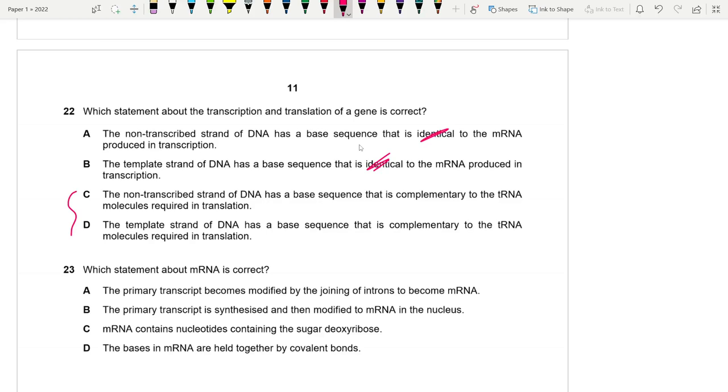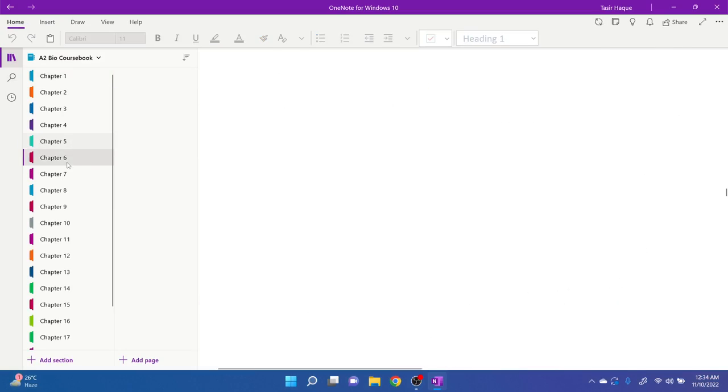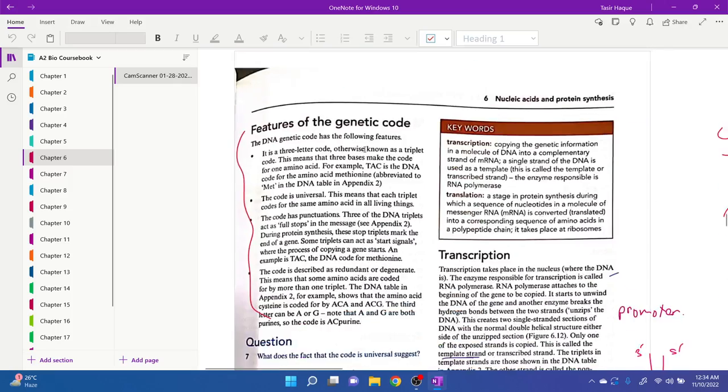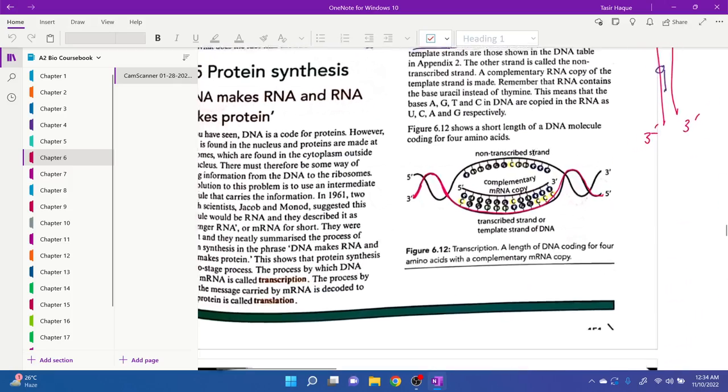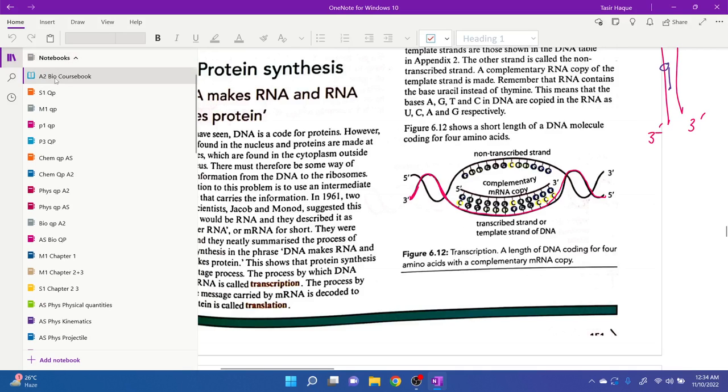So let's see, guys. This is your DNA. You have a template strand and the non-transcribed strand. So let me clarify this from the course book, since you're going to follow it. Like, where do you get this info? Check this. So you have the transcript strand or the template strand and the non-transcript strand. The template strand acts as a vehicle for mRNA production. Okay?